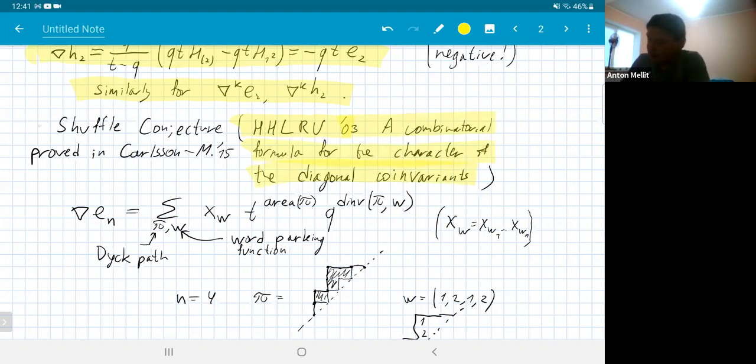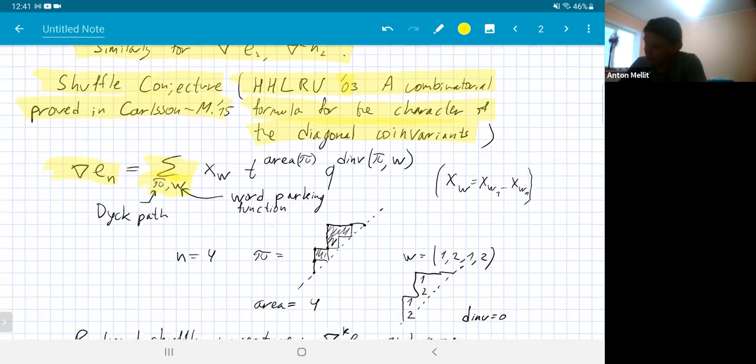And this formula I proved together with Erik Carlsson in 2015. And the formula looks like this. So Nabla of En is on the left-hand side, and on the right-hand side is the summation over combinatorial objects, which we can formulate differently, but I like to say that this is a Dyck path, pi, and w is a sequence of integers, a so-called word parking function.